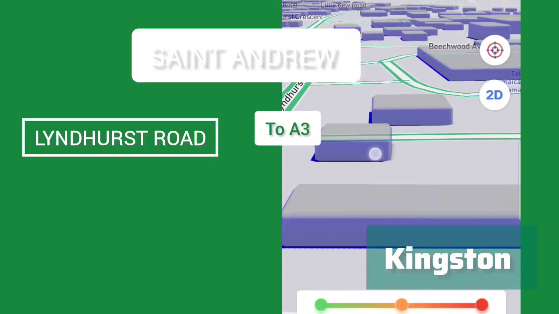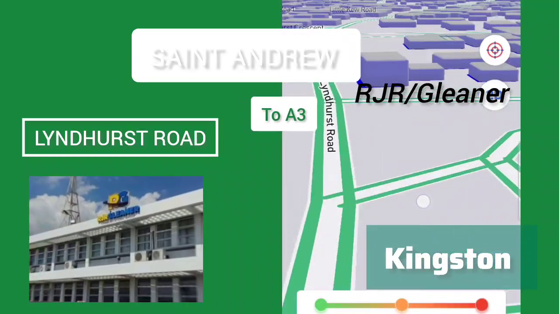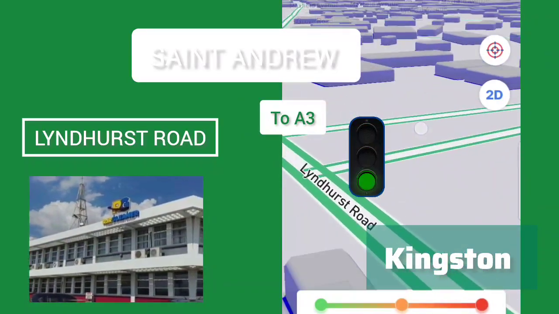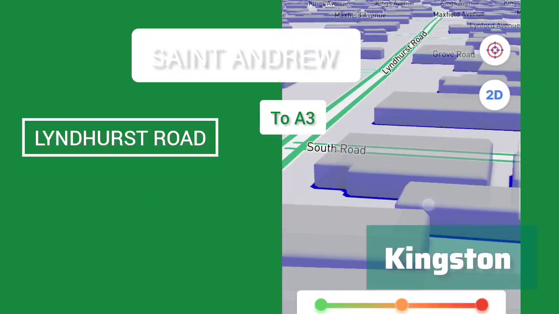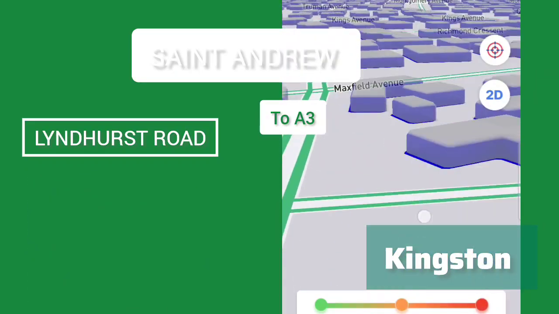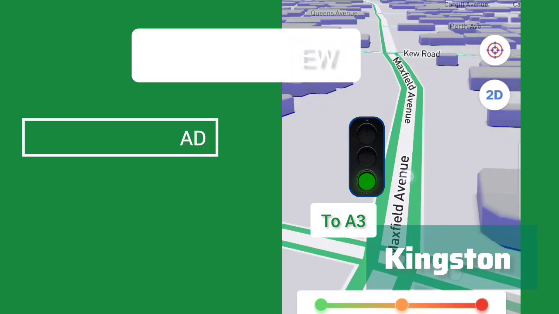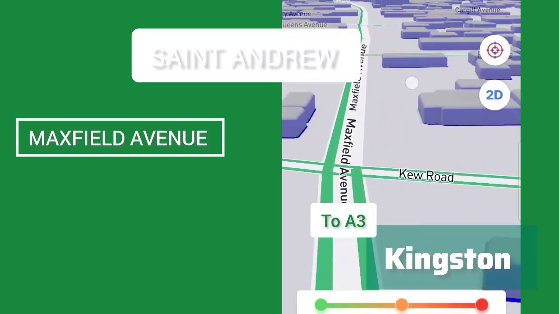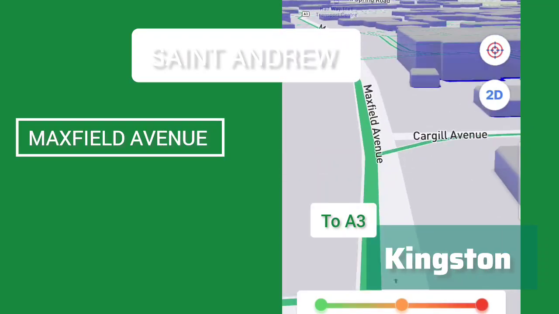We're passing by RJ Arena, Television Jamaica, so we're heading straight up on Lyndhurst. Heading north and back up to Maxfield Avenue. So we're gonna turn northeast on Maxfield to head back into Halfway Tree.